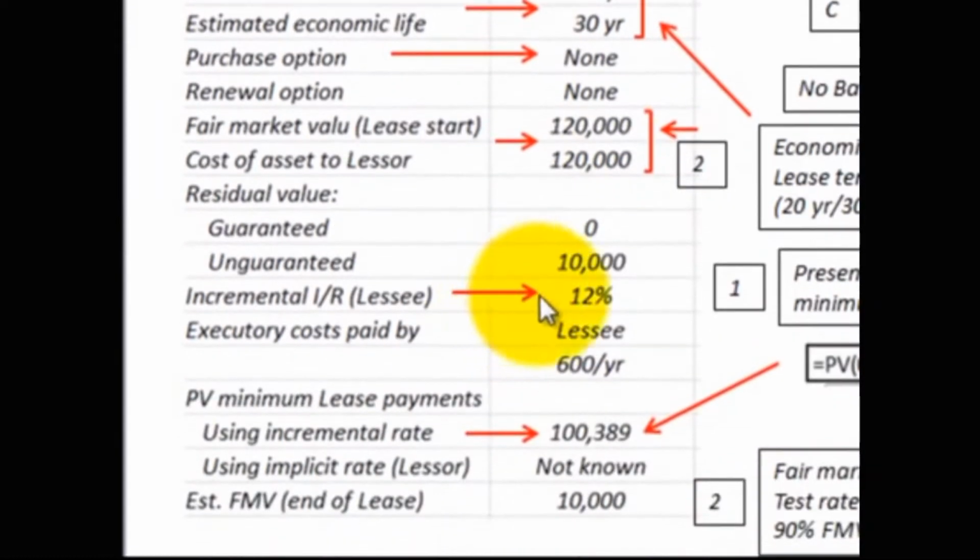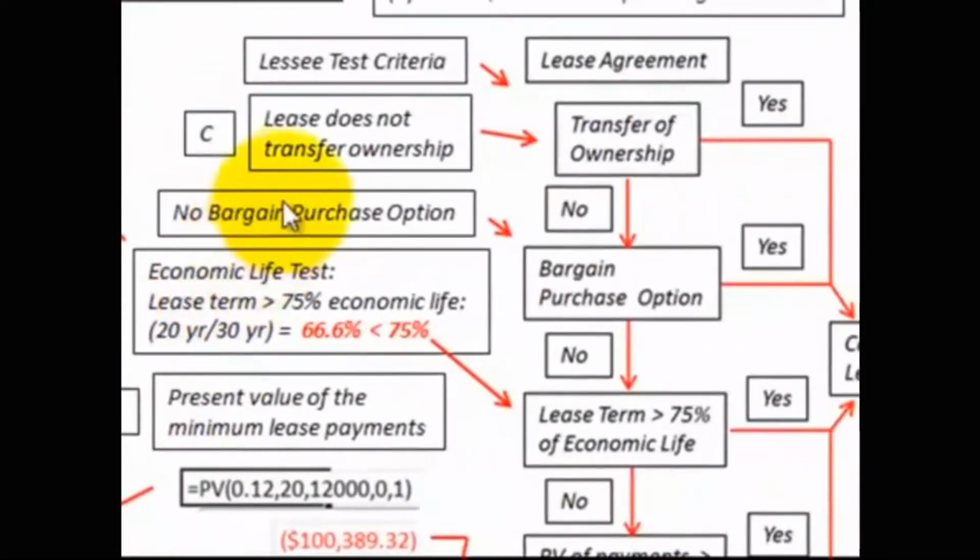And then next would be the incremental borrowing rate here for the lessee, and that's 12% here. And then we're going to determine the present value of the minimum lease payments using that incremental rate here. We're going to determine it to be $100,389. So now let's go up and do our testing here.